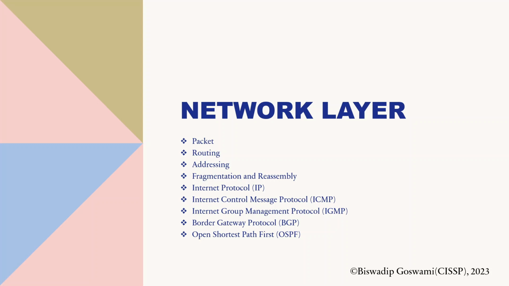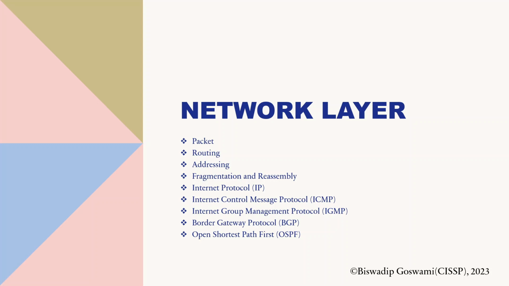Packet. The network layer divides data into packets, which include header information that identifies the source and destination addresses of the data. The network layer determines the best path for data to travel between different networks. This involves selecting the most efficient route and directing the data through intermediate network devices such as routers. The network layer uses logical addressing to identify the source and destination of the data. This includes Internet Protocol addresses, or IP addresses, which are unique identifiers assigned to devices on a network.